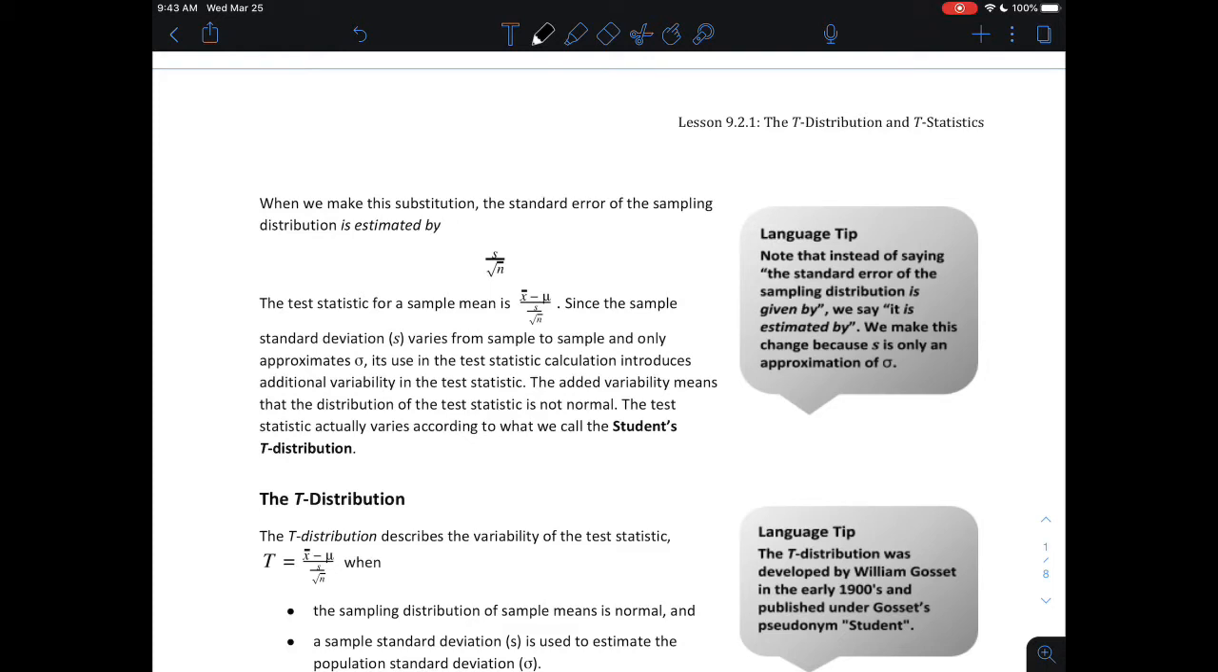Off to the right there, the language tip. Note that instead of saying the standard error of the sampling distribution is given by, we say it is estimated by. Again, that is because we changed out s as an approximation for sigma.